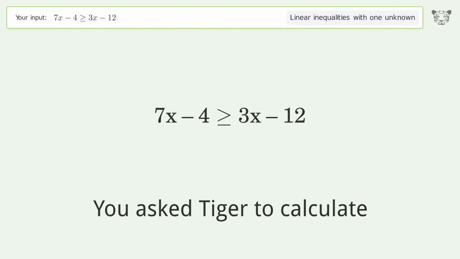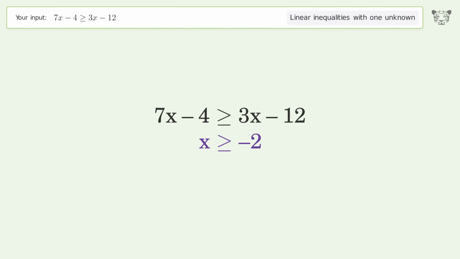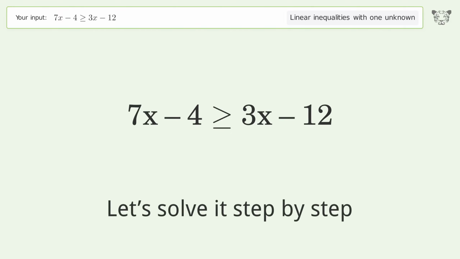You ask Tiger to calculate. This deals with linear inequalities with one unknown. The final result is x equal or greater than -2. Let's solve it step by step.